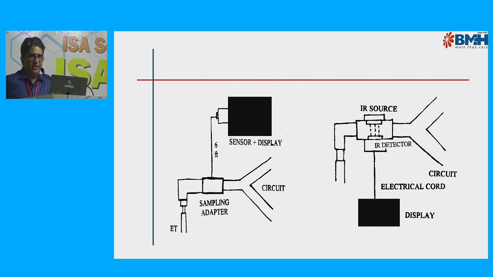This is, of course, the mainstream. The second picture shows the mainstream, whereas the first picture shows the sidestream. The difference in the mainstream is that the sampling gas does not need to be taken away from the sampling site to the sensor or display. The disadvantages: it can increase the dead space, and there is a chance of water vapor accumulation, which can increase the value of the EtCO2. That is the problem with the mainstream.